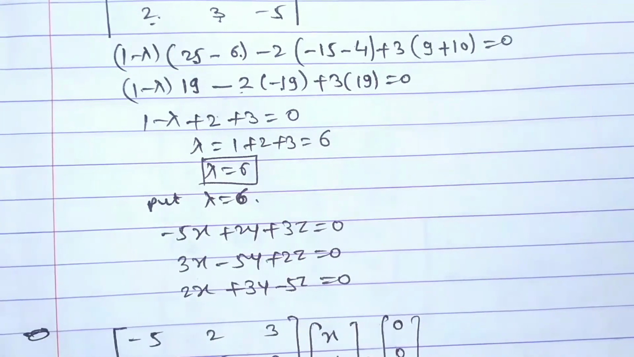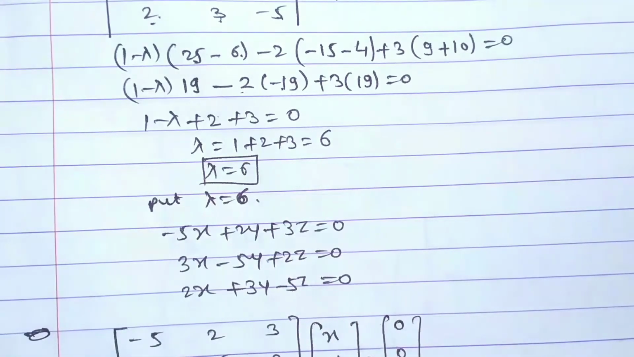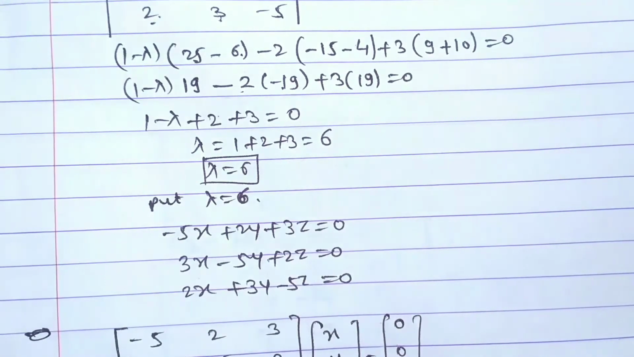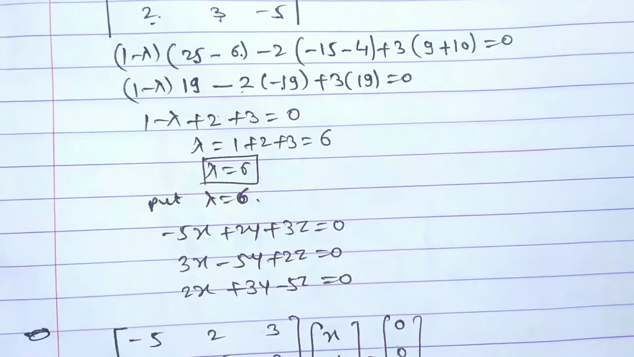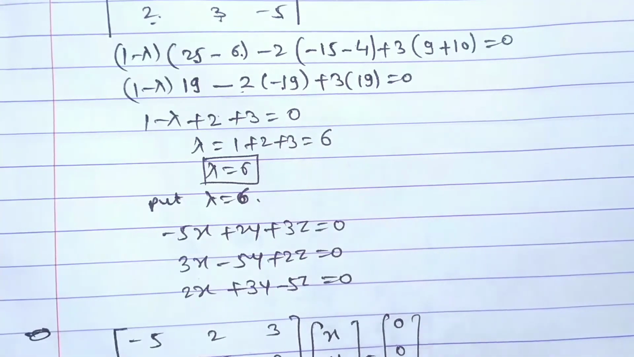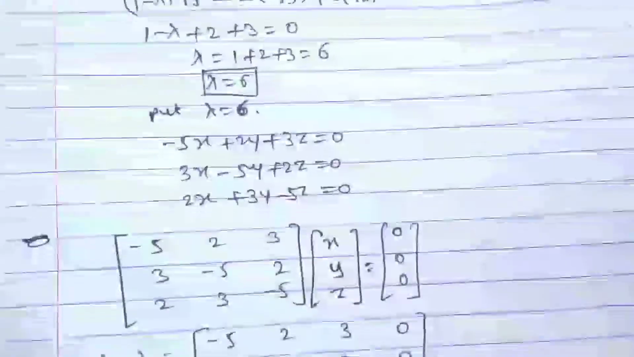What is the augmented matrix [A|O]? It is [-5, 2, 3, 0; 3, -5, 2, 0; 2, 3, -5, 0]. This is the augmented matrix.